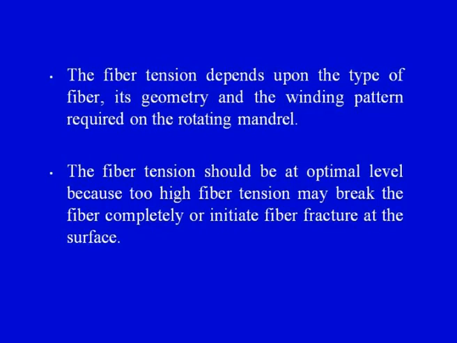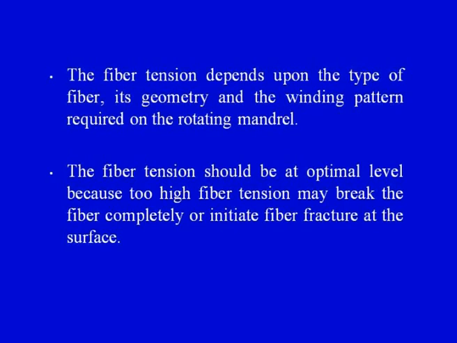So, we have to appropriately and judiciously select the fiber tension during the filament winding process. The fiber tension depends upon the type of the fiber, the geometry and the winding pattern required on the rotating mandrel. So, we have to very intelligently select the type of fiber, and on that type of fiber the fiber tension will depend. There may be some fibers which may break if you apply a lot of tension on them, and these types of reinforcements are not suitable for making composite products by the filament winding process. So, we have to choose the type of fibers in such a way that we can have an adequate level of tension during the process.